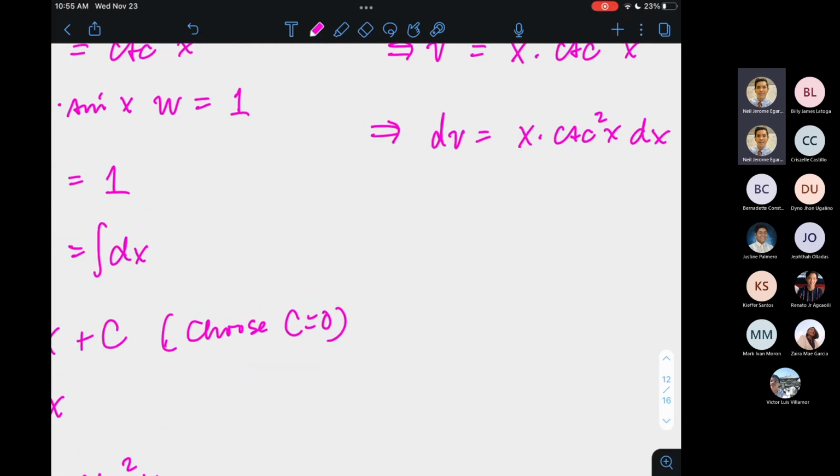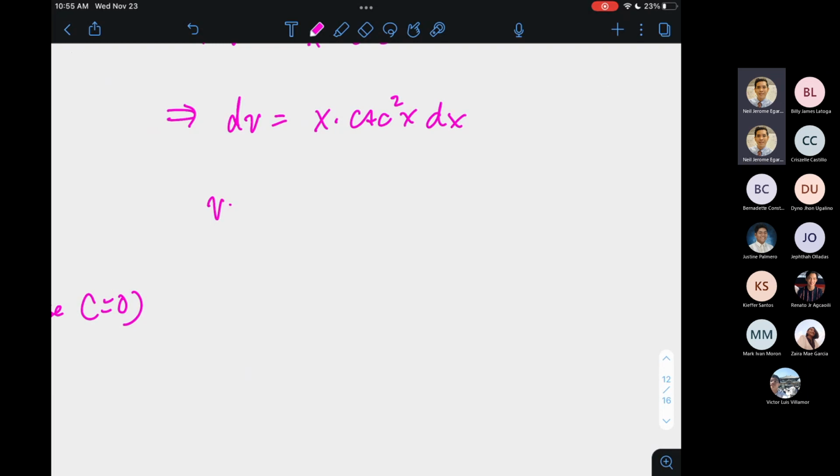This is what I feared. Kasi ngayon si V ay magiging integral ng x times cosecant squared x dx. I need to use IBP. Right? Pero I'll just do it on the side. Kayo na lang yung magpo-formalize. So parang scratch work lang to. Sketch nga lang ng solution. Kayo na yung bahala mag-formalize ng buong solution.